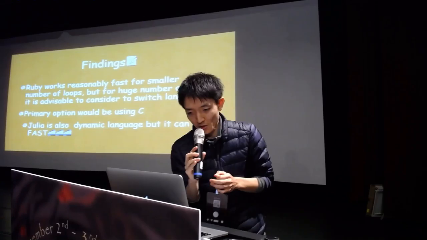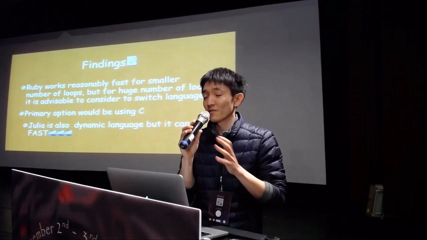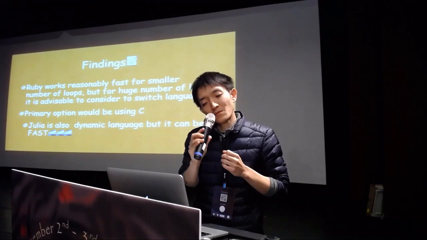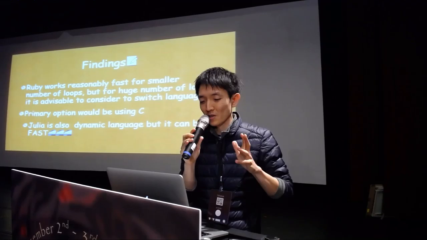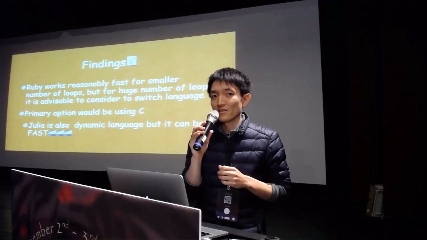So the findings, in summary, chapter 1 summary is this. Ruby works reasonably fast for a smaller number of loops, which is good for everyone. But for a huge number of loops, it's advisable to consider switching language, I think. The primary option would be using C because C is really fast. Or, for example, I'm not sure, but Golang or Rust can be fast. I'm not sure, I haven't run the benchmark. But Julia is also a dynamic language, and at the same time Julia is fast, which is really great, I think.